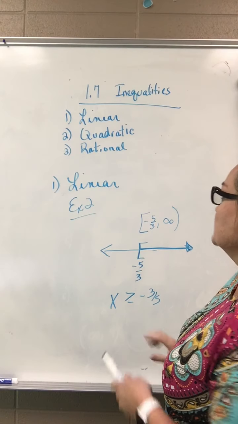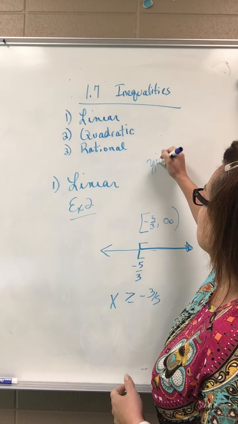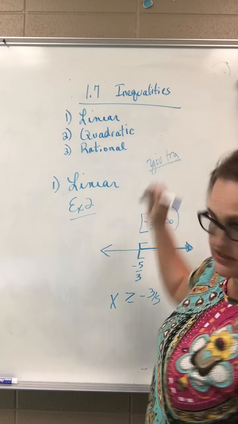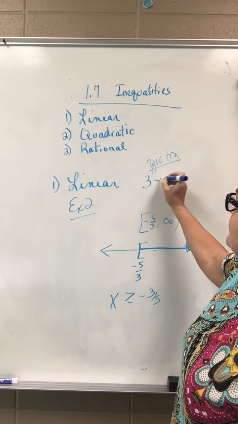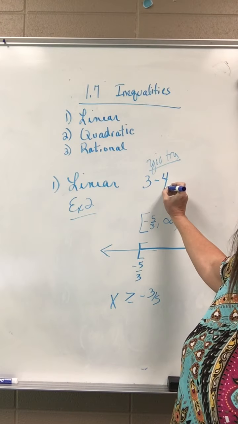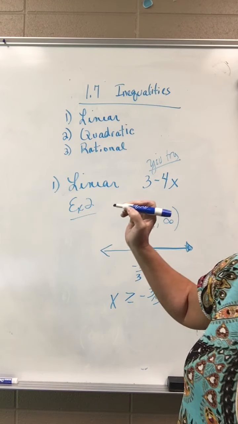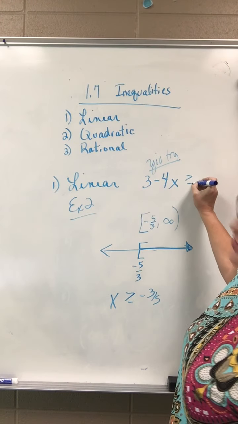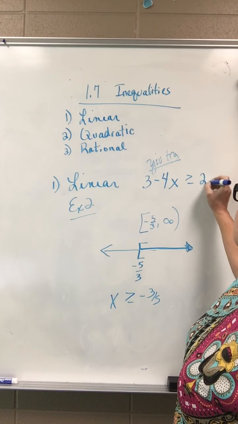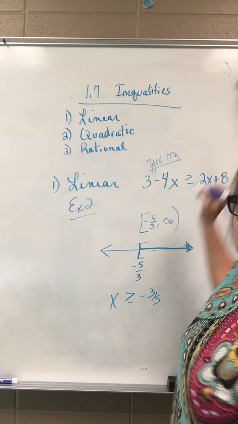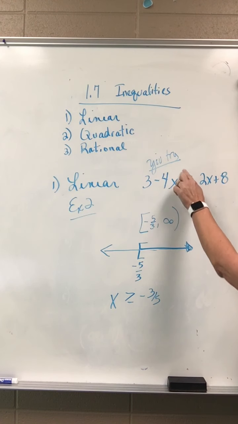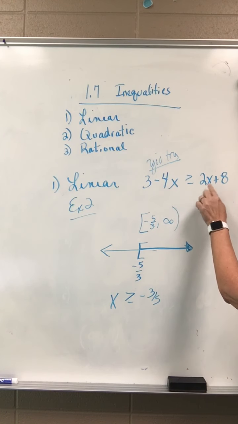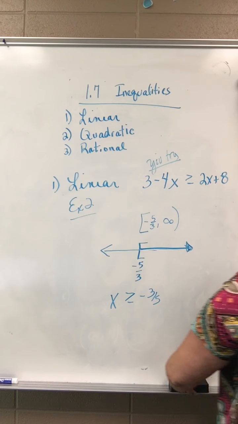All right, so I have you try. So again, pause. I hope you're doing that and actively learning so you can practice these skills. So 3 minus 4x greater than or equal to 2x plus 8 is your you try. So again, that is 3 minus 4x greater than or equal to 2x plus 8.